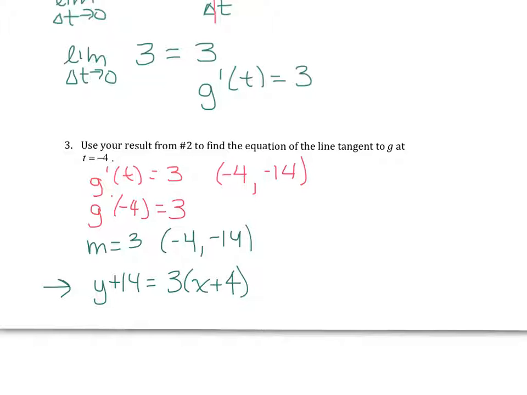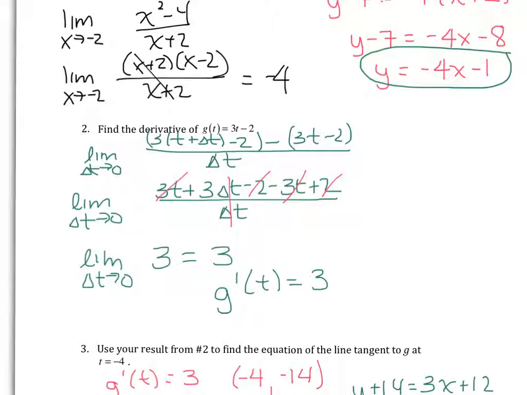If you want to go further, you could find it in slope-intercept form. If we did that, we would end up with y equals 3x minus 2, which should make sense. That's actually the very same thing that we started with. It's the same as this.